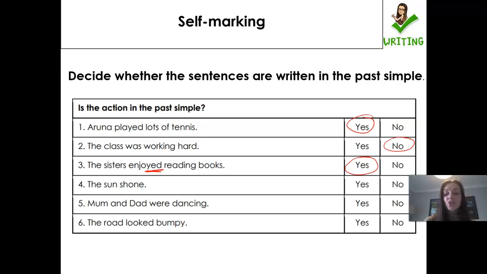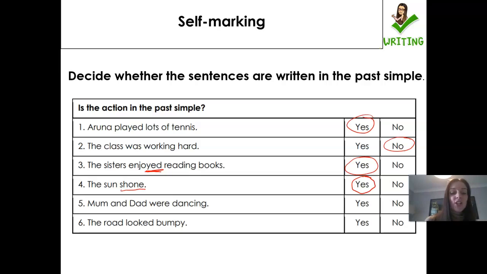So this is a trickier one because the verb shone is irregular. We can't put an ed ending on it, okay? So we need to work out what's the difference. So something in the present tense would say the sun was shining. So the sun shone, yes, that is the past simple.